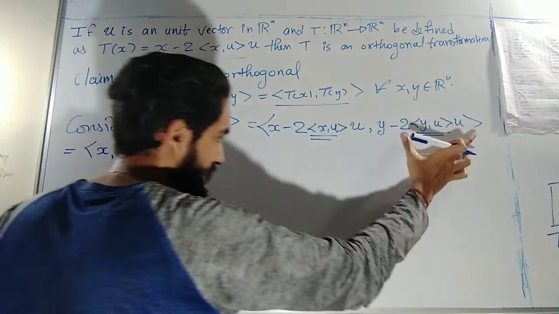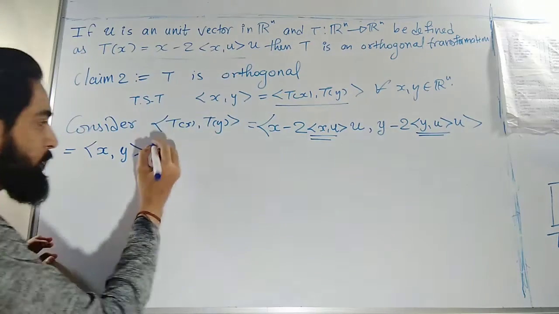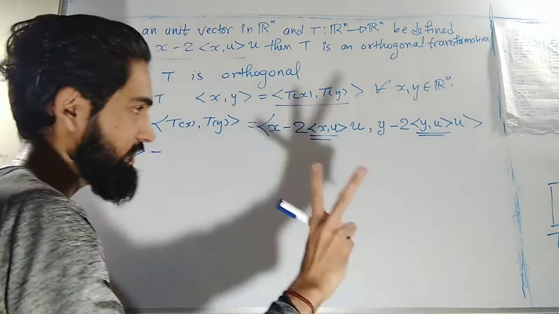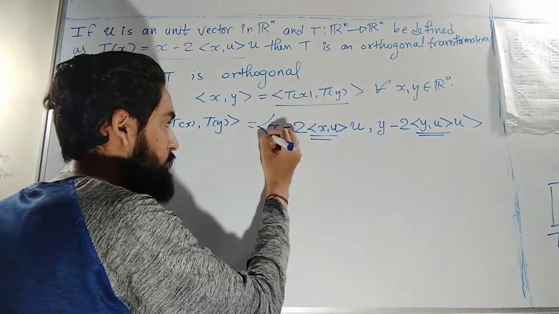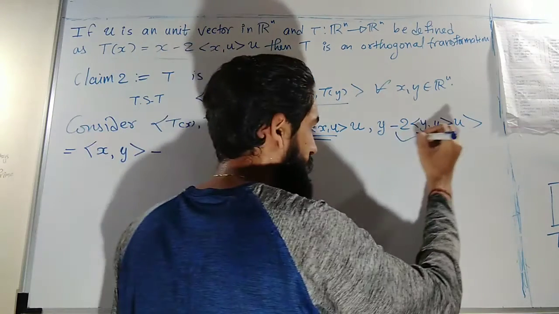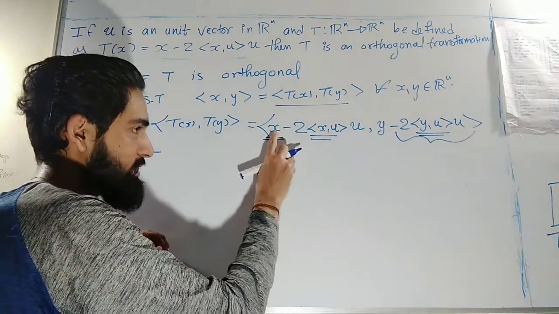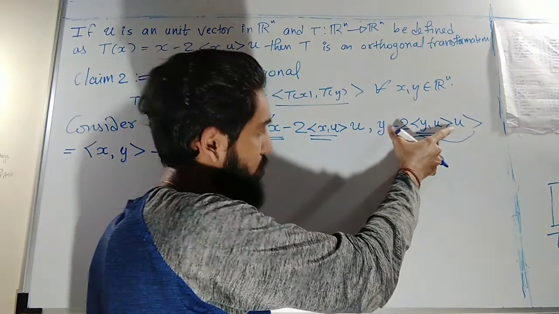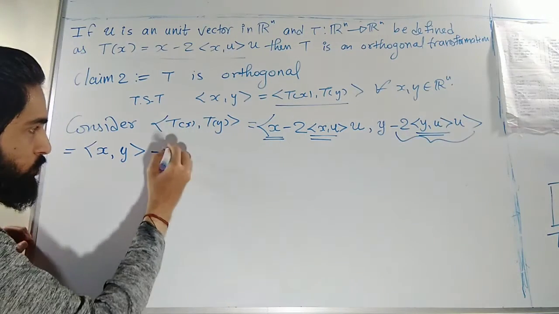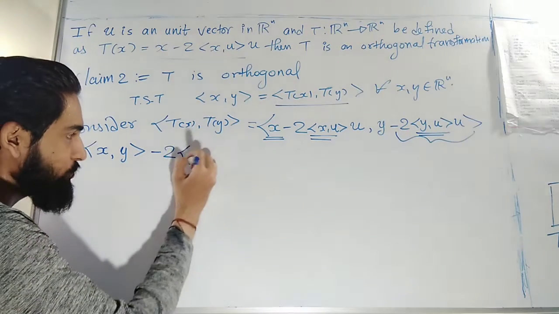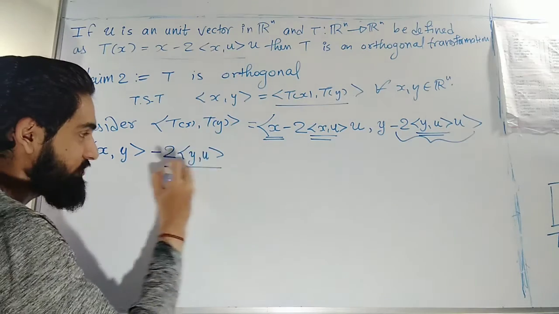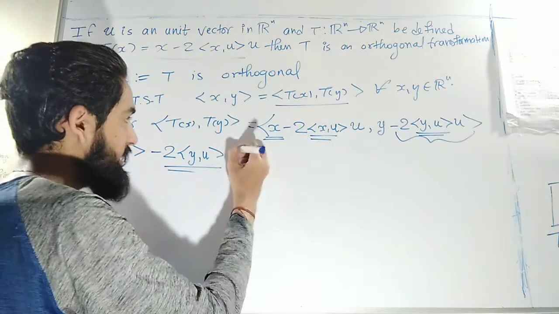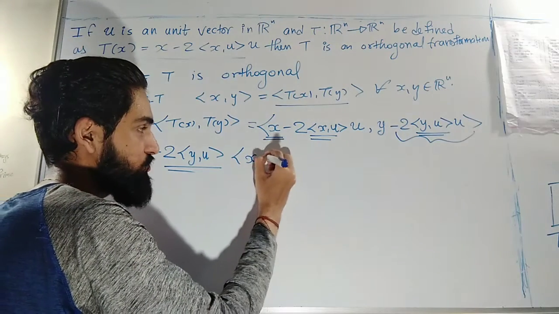Now x with the second term, but I will use a minus sign in between since there is a minus inside the second term. What I want is the inner product of x with the second term. I know x is a vector, u is a vector, and this part is nothing but a scalar, so I will take that scalar outside. So 2 times the inner product of y, u is a scalar which I take outside. Inside I will get the inner product of x with u, correct?